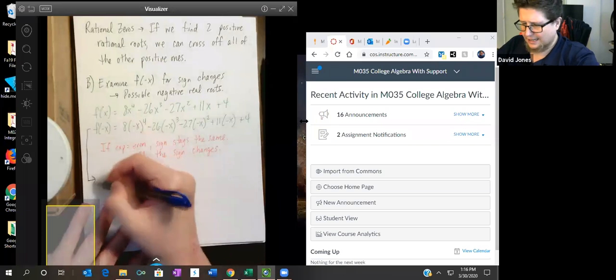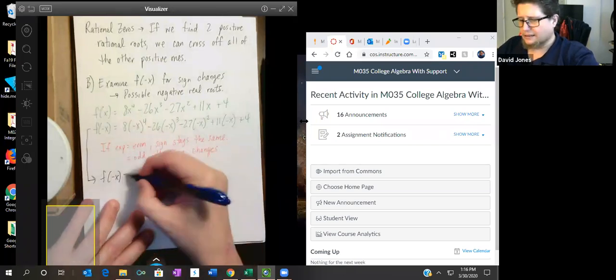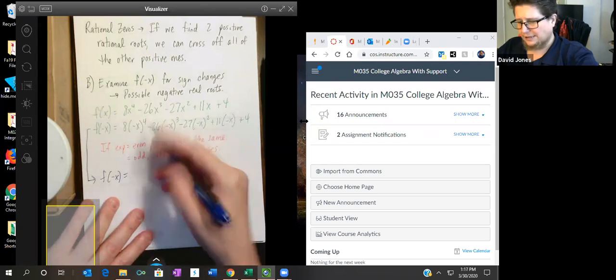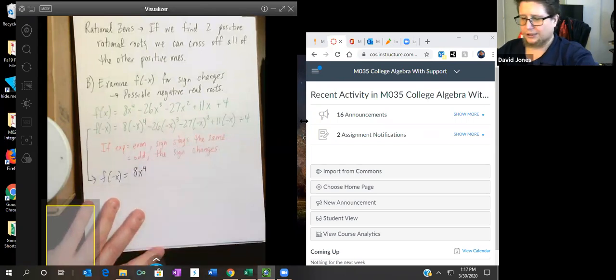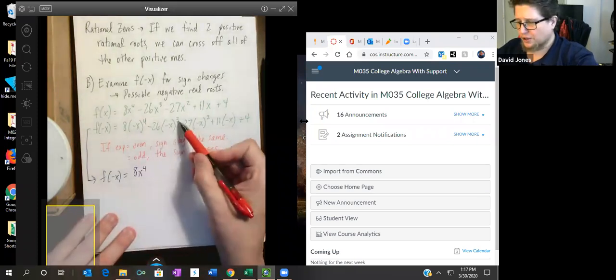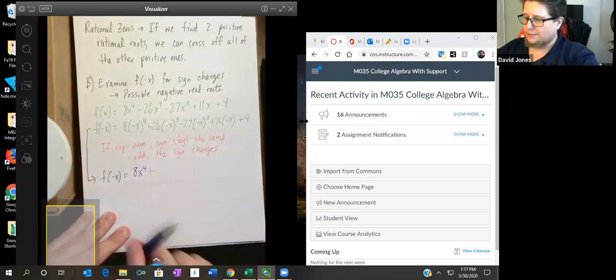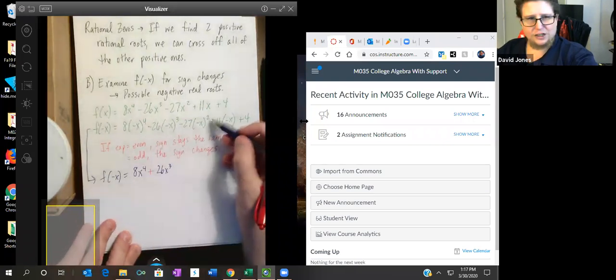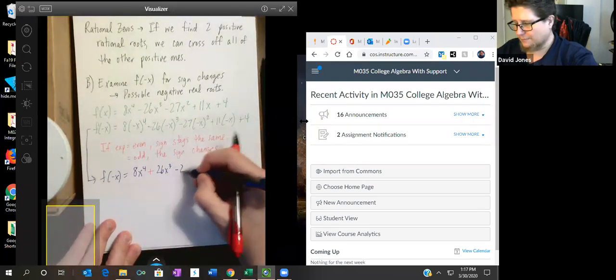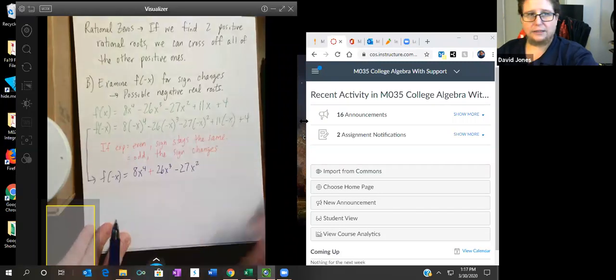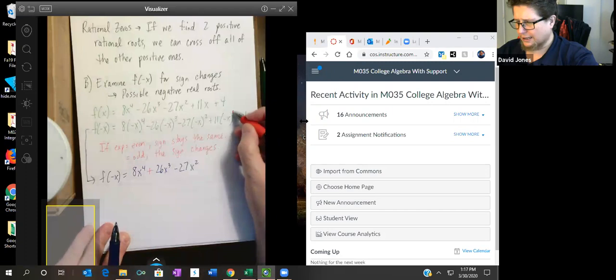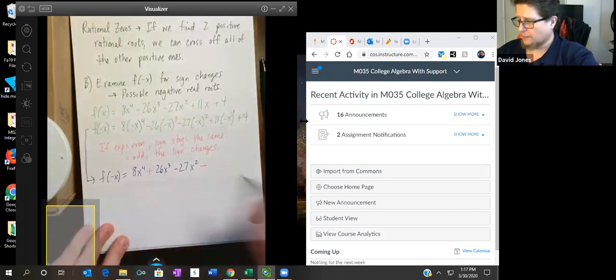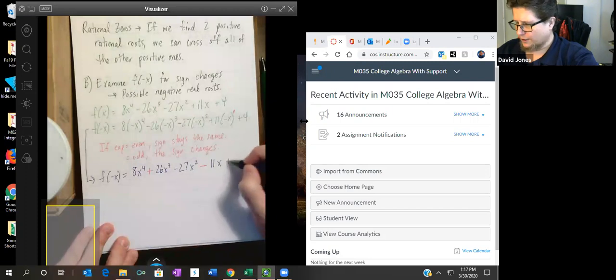So f of negative x to the fourth, it stays the same sign, 8x to the fourth. Negative 26 times negative x cubed, the exponent's odd, it's going to change signs to be positive 26x cubed. Negative x squared, it's even, we're going to keep the same sign that we had before. Negative x is to the first power, it's going to make it so we change signs. And the 4 doesn't change signs.